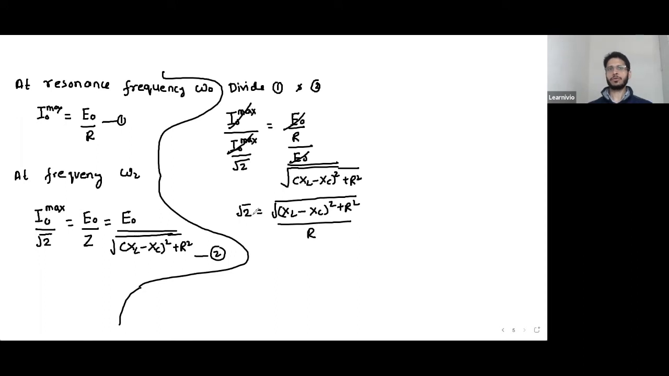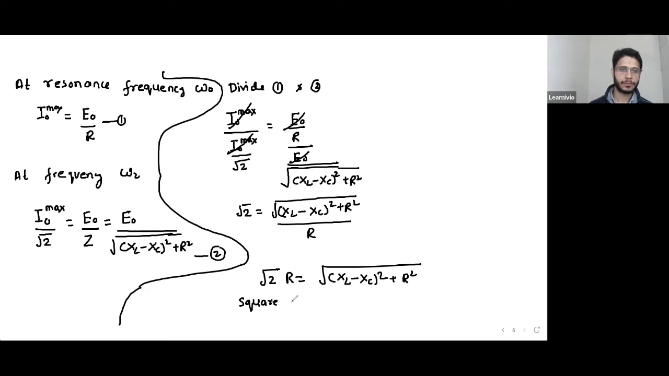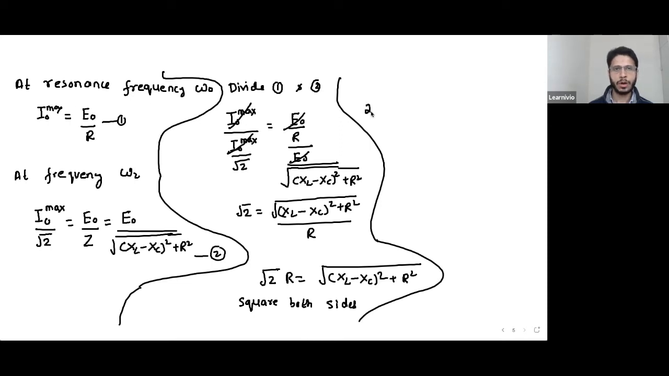You can multiply this R to the left hand side and we are left with root 2 R is root over (XL minus XC) square plus R square. Now you can square both the sides. When you take square on both the sides, you will get 2R square is (XL minus XC) square plus R square.